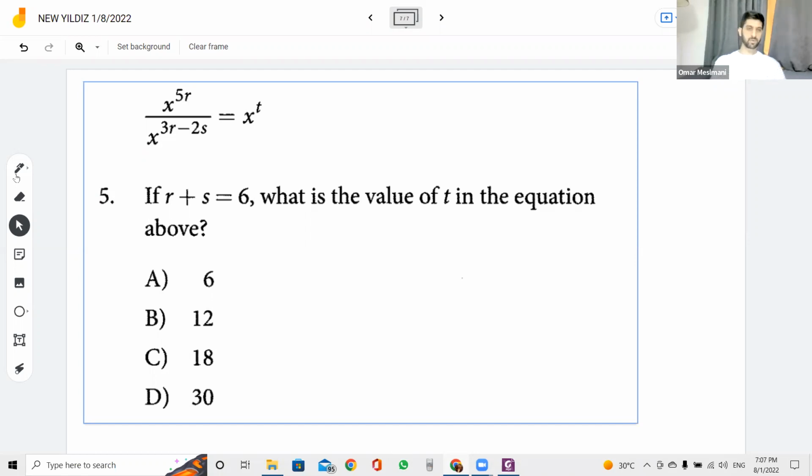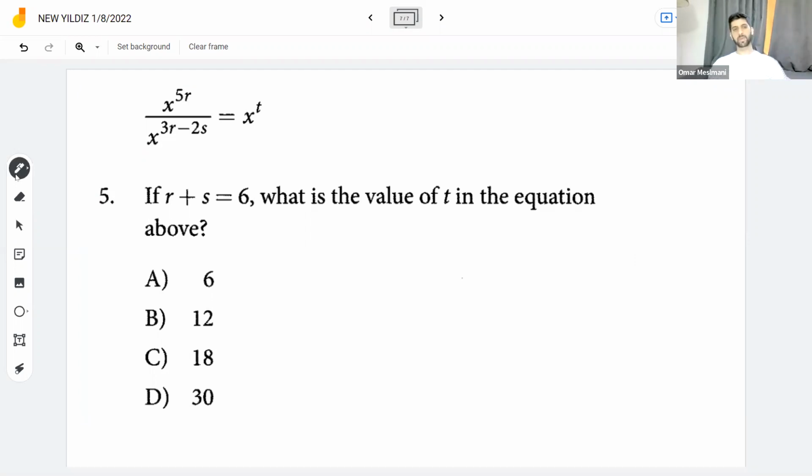Okay, stay with me, everyone. Now he's saying that I have this expression, and he also gives you another piece of information, which is r plus s equals 6. What is the value of t in the equation above? All right, he gives you this information, and he's asking for the value of t in the equation above. Can you hear my voice?